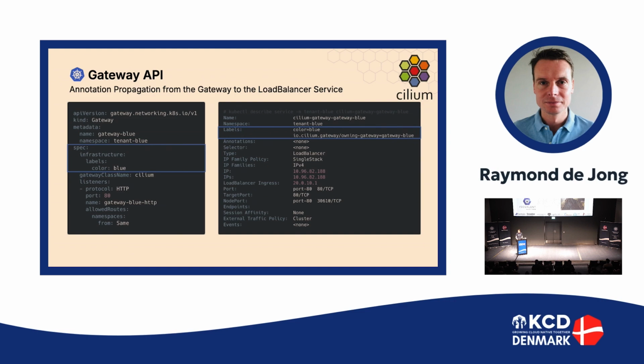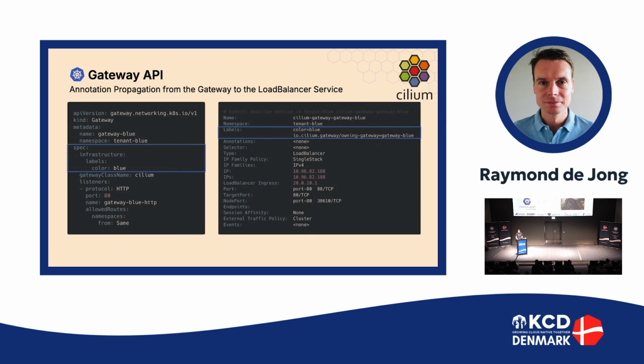A specific capability I want to focus on with the Gateway API for this session and for the lab I'm going to show is the so-called annotation propagation from the gateway to the load balancer service. If you create a gateway in Cilium, under the hood a load balancer is created automatically. And using this stanza, this spec infrastructure labels color blue, for example, this piece of information will be advertised to the load balancer service automatically.